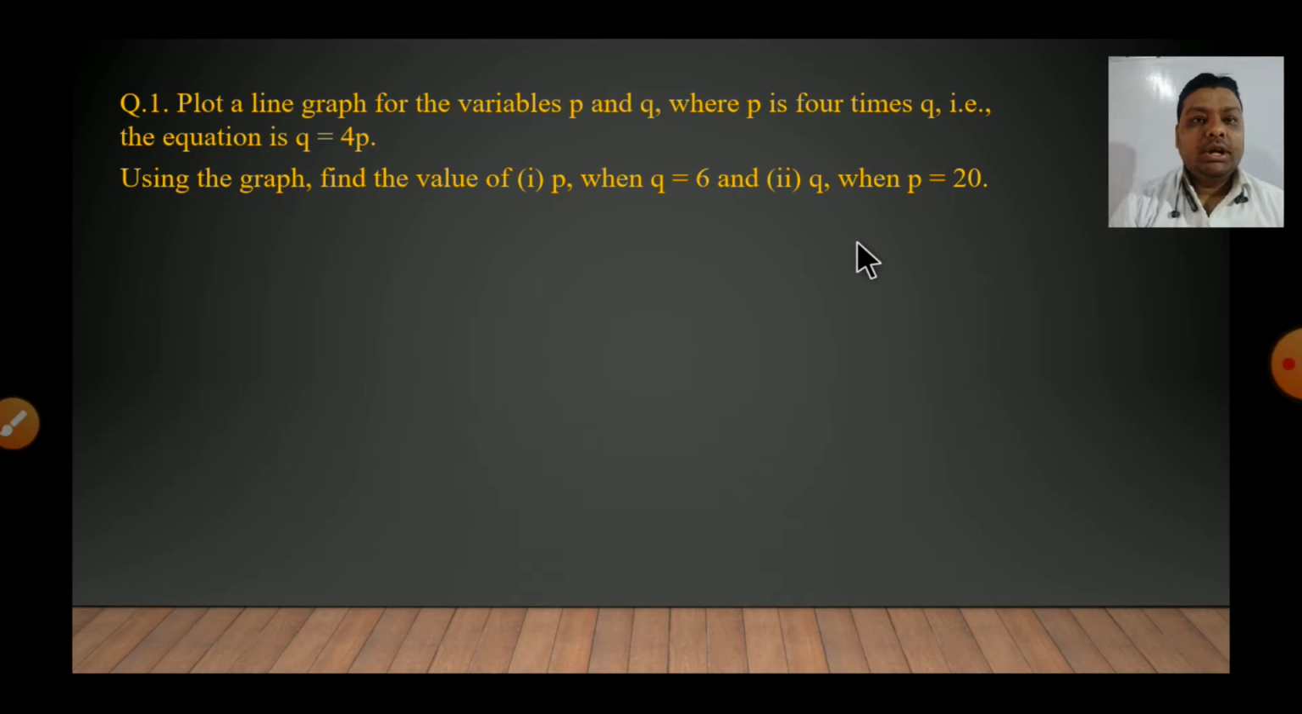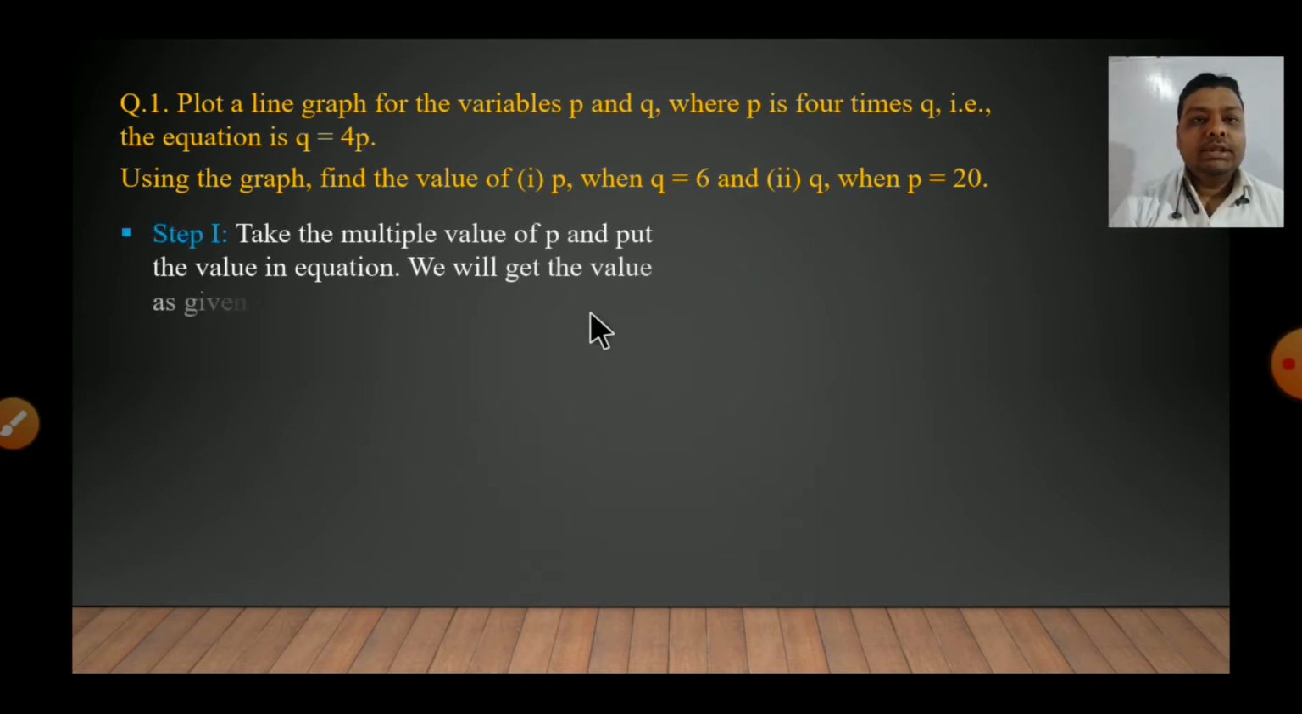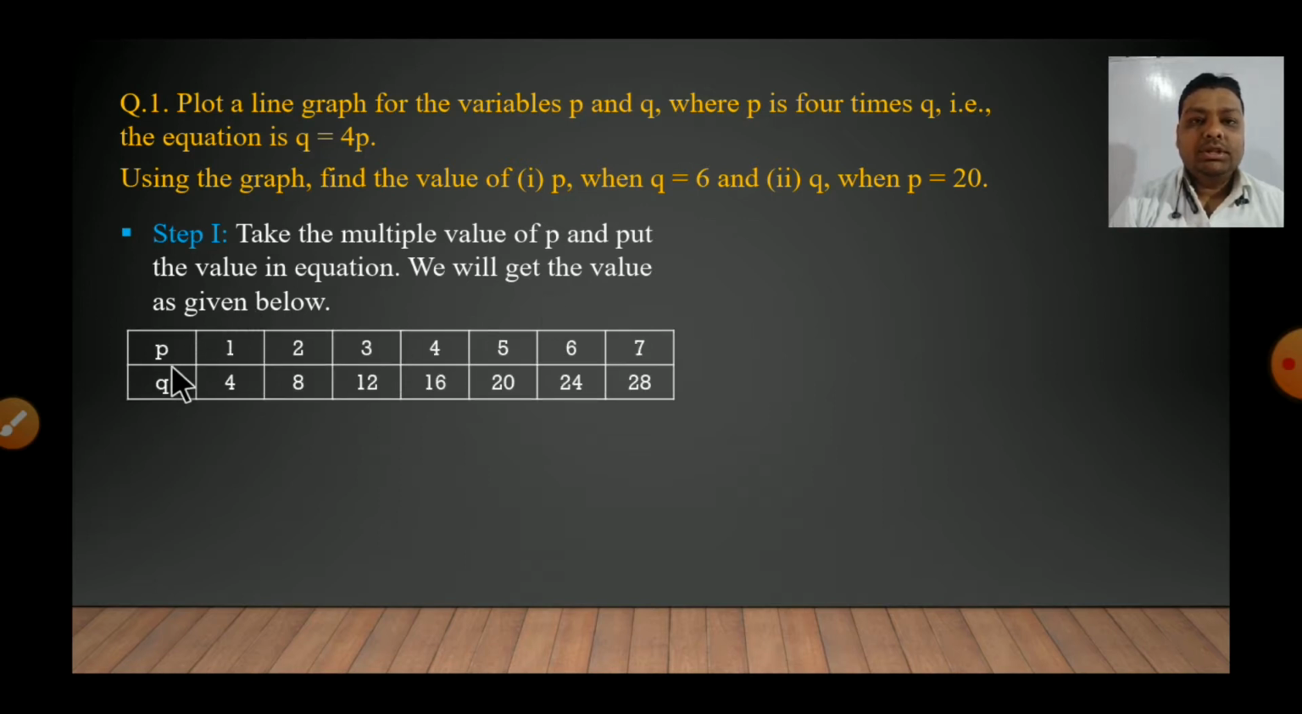So for the graph, at first we have to take multiple values of p and put the value in the equation. Then we will get the values as given below. If we take p as 1, then q will be 4; p as 2, then q will be 8, like this. Now students, in step 2 we have to take p on the x-axis and q on the y-axis. Okay dear, p as input and q as output.